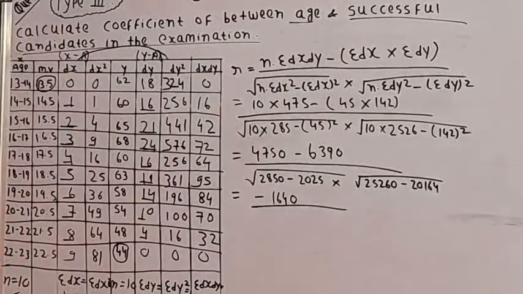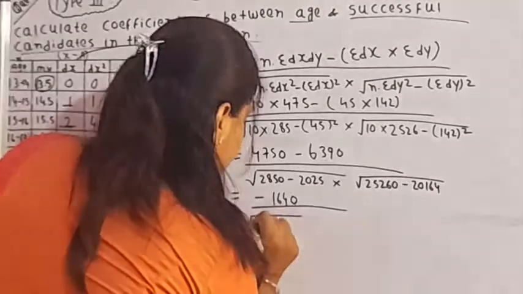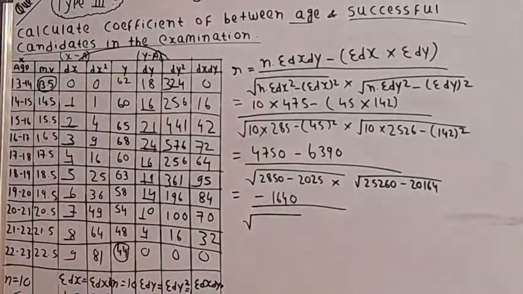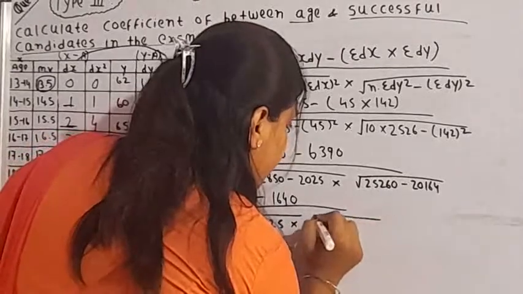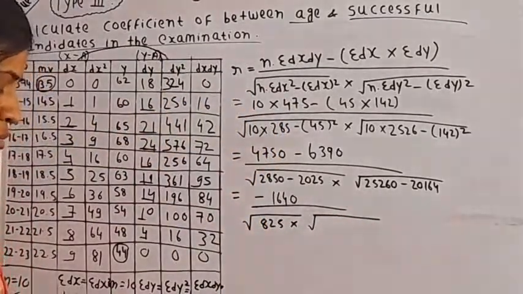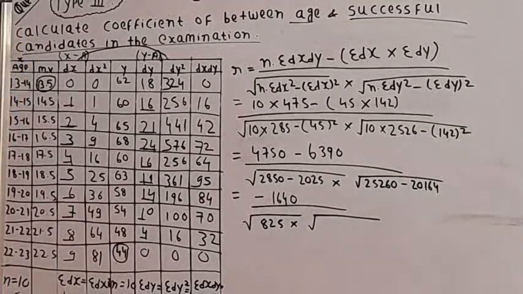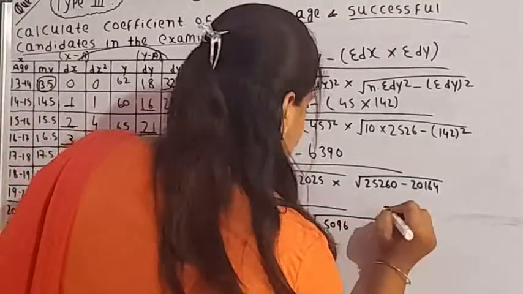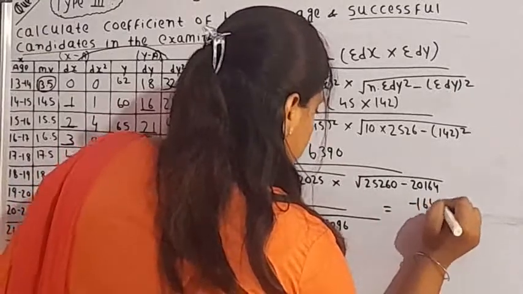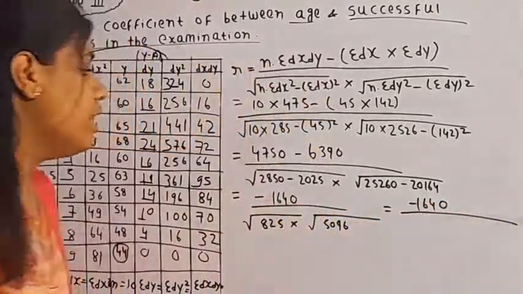Now under root 2850 minus 2025. So 2850 minus 2025 will come to 825. So we will write under root 825 into 25260 minus 20164. So it would come to 5096. Okay, so under root 5096. Then minus 1640.